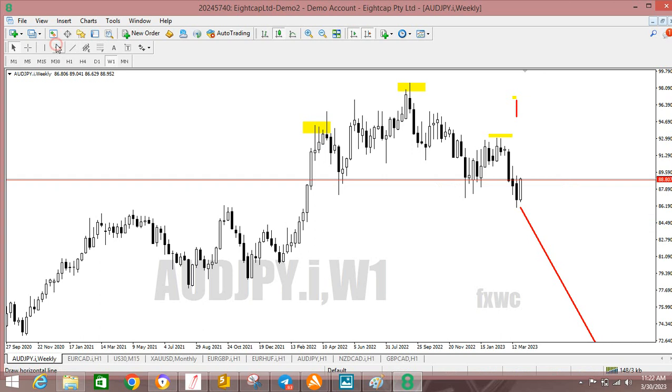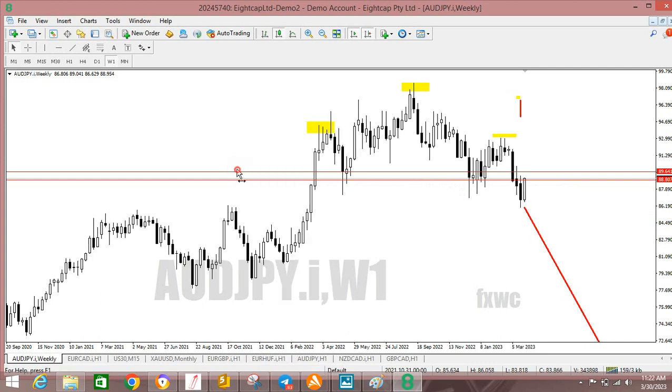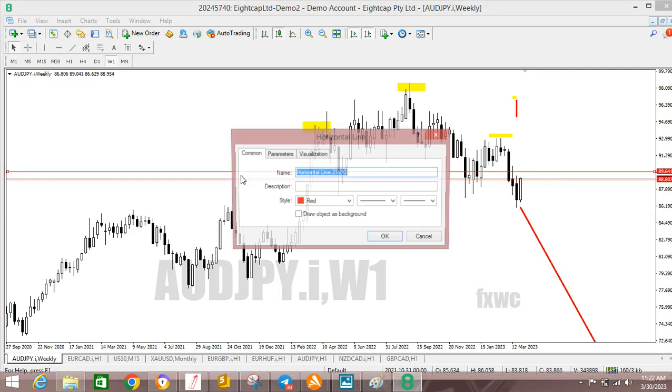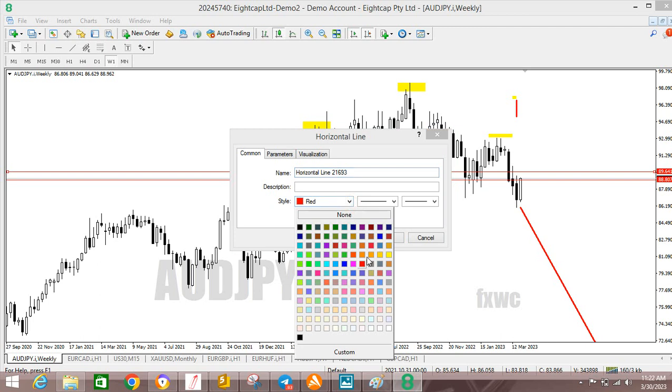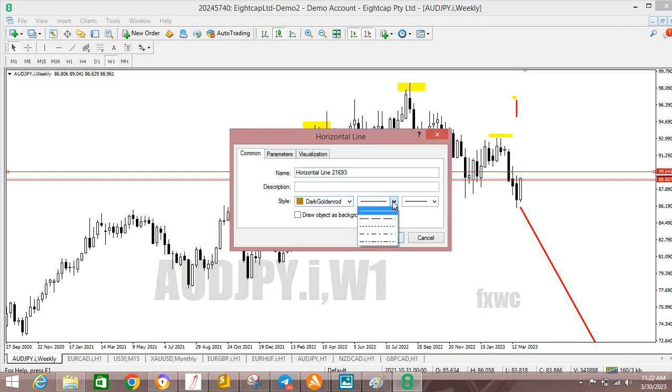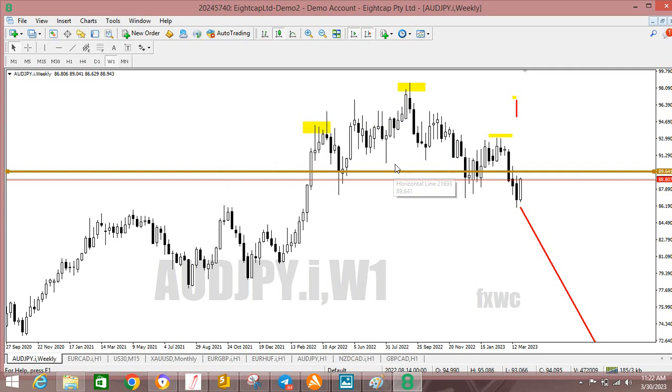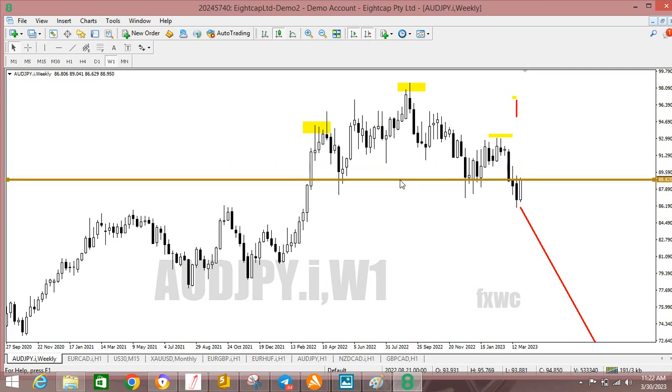So if you just put a nice horizontal line, this is a nice horizontal line. Let me just change the color so you can see this. Okay, let's go for brown and make it thicker. Yeah, a nice one. So we have a nice horizontal line at this point. See, this is where the price usually rejects.